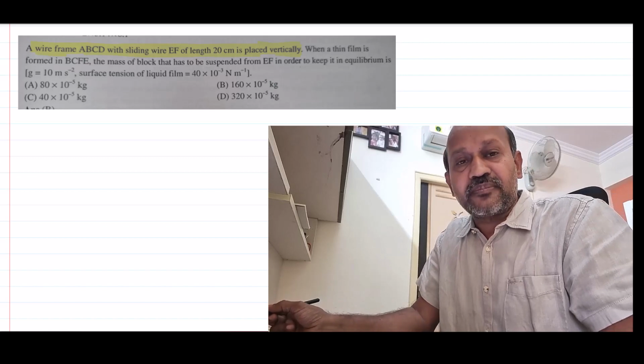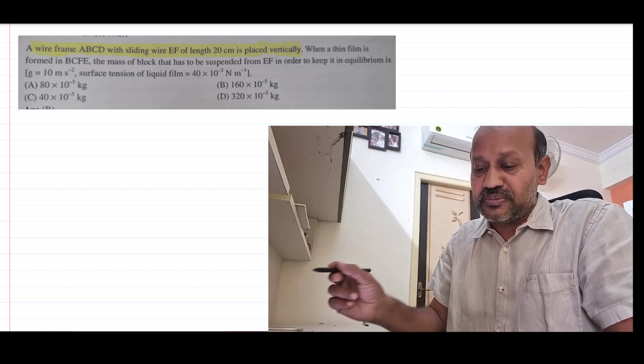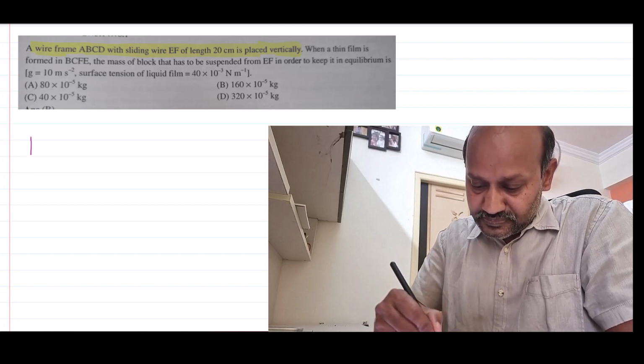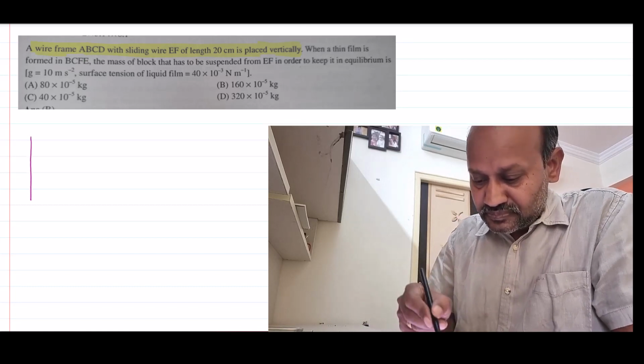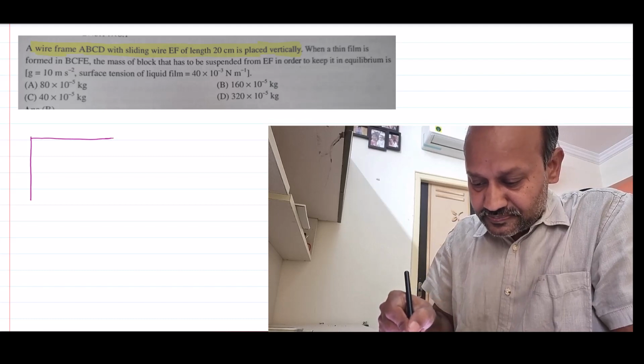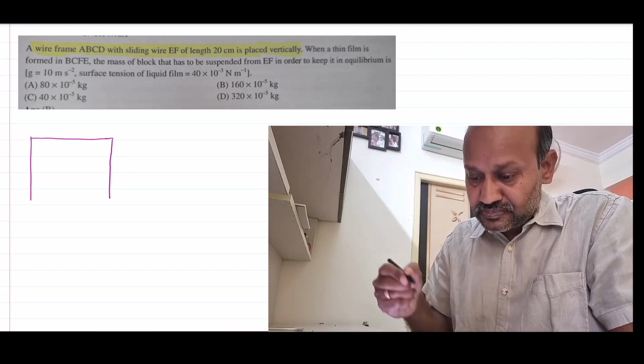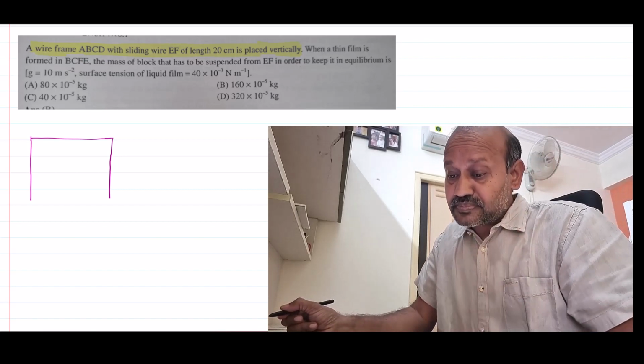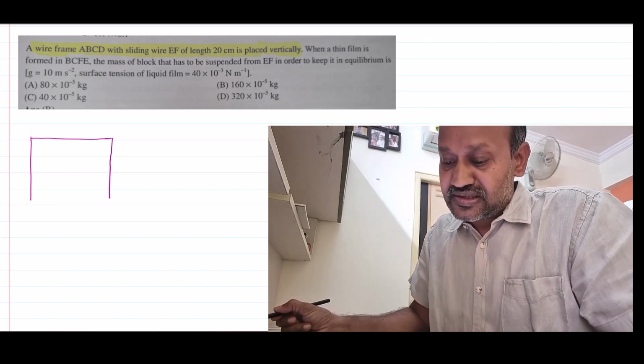Let me draw a diagram up to that and show you first what is meant by that. So there is a wire frame like this. The frame is named something like ABCD, with a sliding wire.